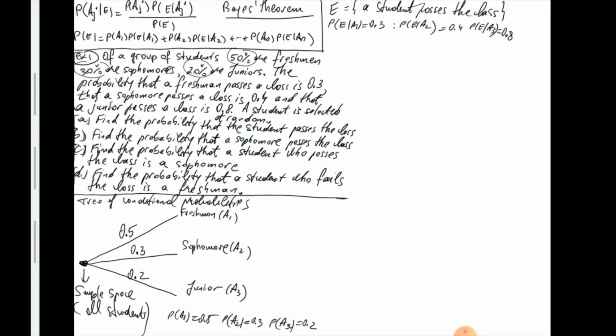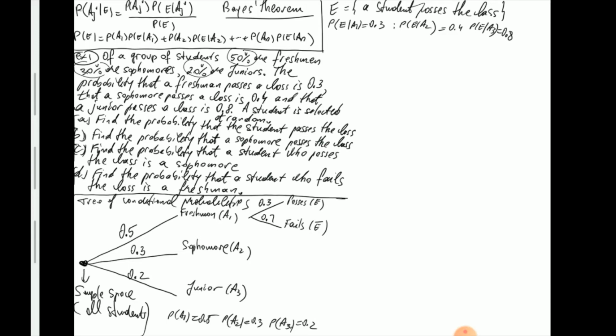Okay, so we can further branch out this tree of probabilities, for each A1, A2, A3, into passes or not passes. So passes the class, which is event E, fails the class, which is basically the complement of E. So you can write it like that. So notice that if a freshman passes the class with probability 0.3, obviously the freshman will fail the class with probability 0.7, which, remember, adds up to 1, right?